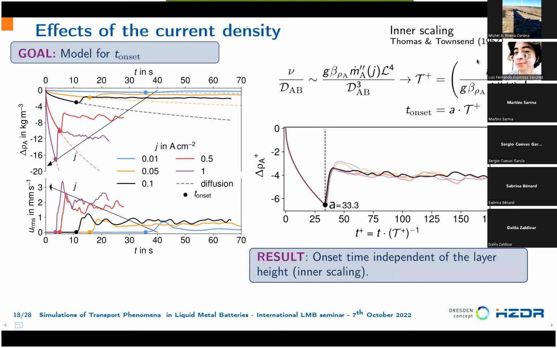Using this inner scaling, we can rescale both the concentration and the time, and we see that all the curves collapse onto a single curve. This means that the inner scaling is well able to describe what is taking place, in particular at the onset. We see that the onset time is now just a constant multiplied by this time scale.